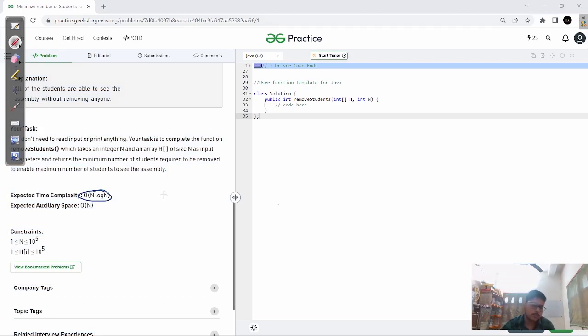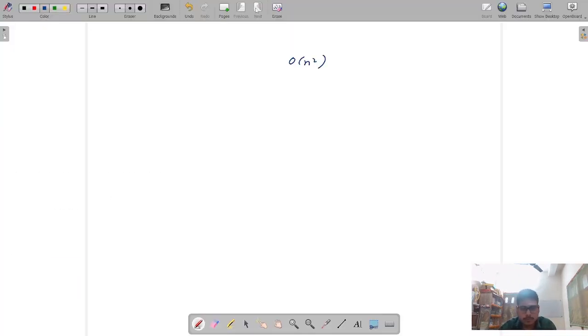But in this question, that approach is not needed. We have to find the answer in n log n complexity, right? So let's see how we can solve this.